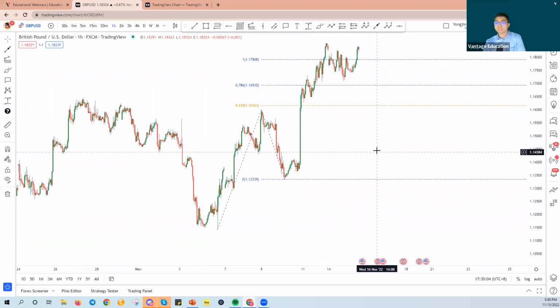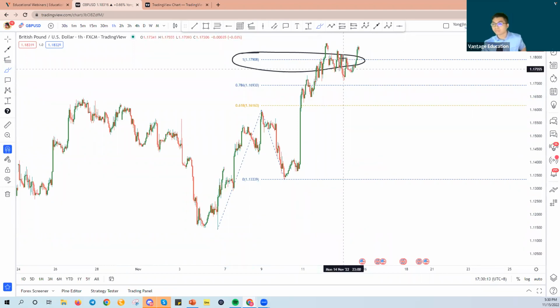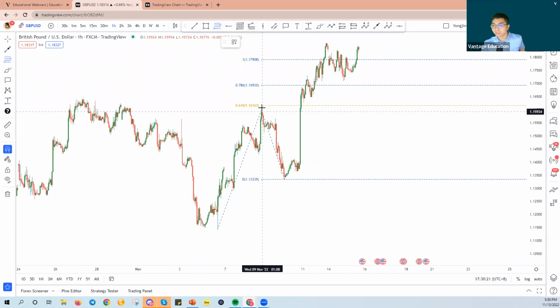So you can see once price taps into the 100% area, the 78.6% even had a minor reaction. So right now it tapped into the 100%. It's currently consolidating within that area. So maybe I draw a Fibonacci line too. Draw it all the way down.